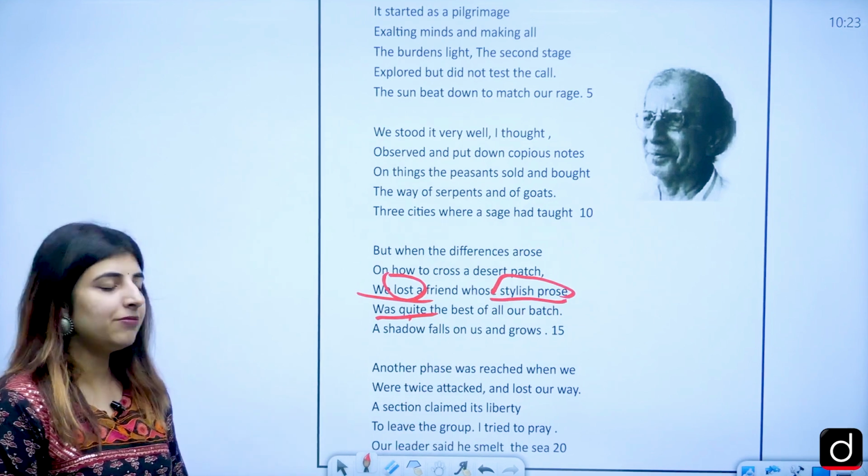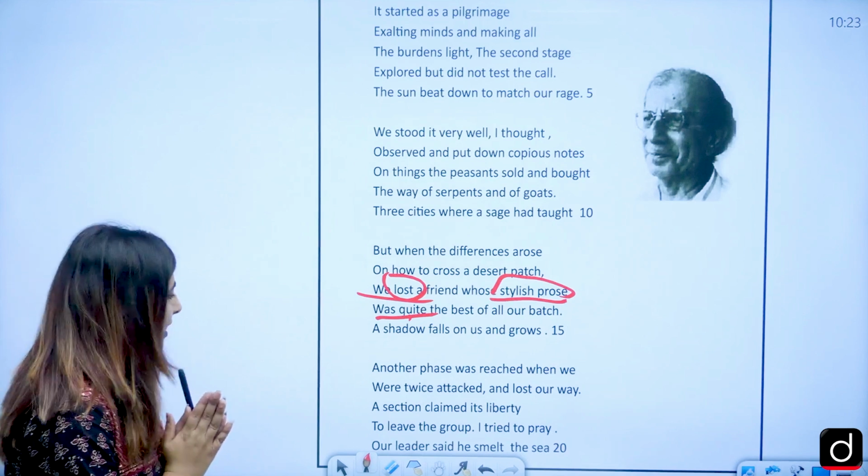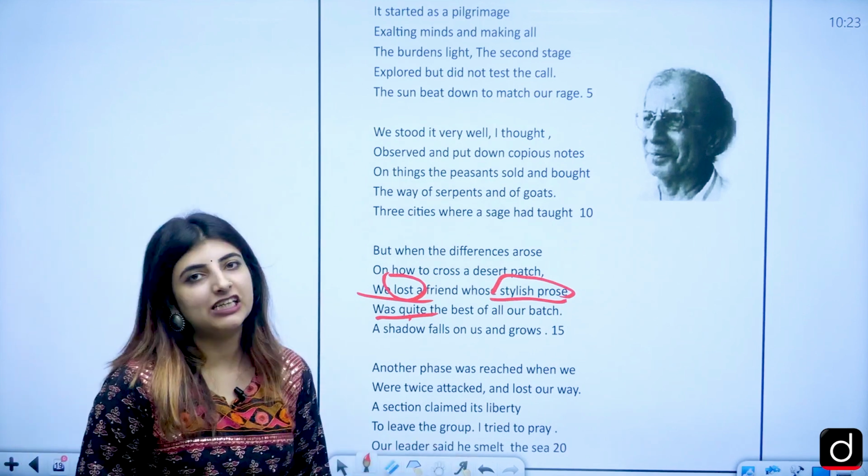A section claimed its liberty to leave the group. I tried to pray. Our leader said he smelt the sea.